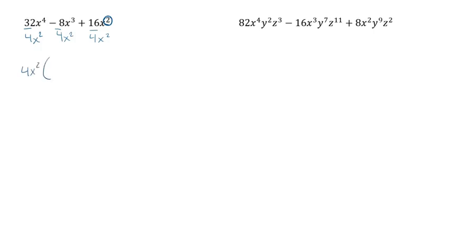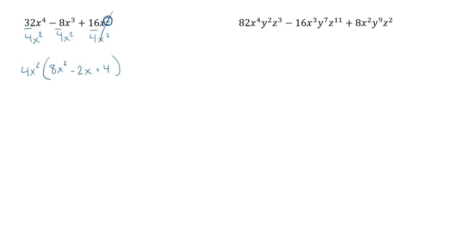All right, 32 divided by 4 is going to be 8, and then x to the 4th divided by x squared, I subtract those exponents, and I'm left with x squared. Here, I would have negative 2x, and then 16 divided by 4 would give me 4, and my x squareds would cancel each other out. Now, here's where we have to double check. Some of you, I did this on purpose, by the way, but some of you may have been yelling at the screen, 4 is not the greatest number.